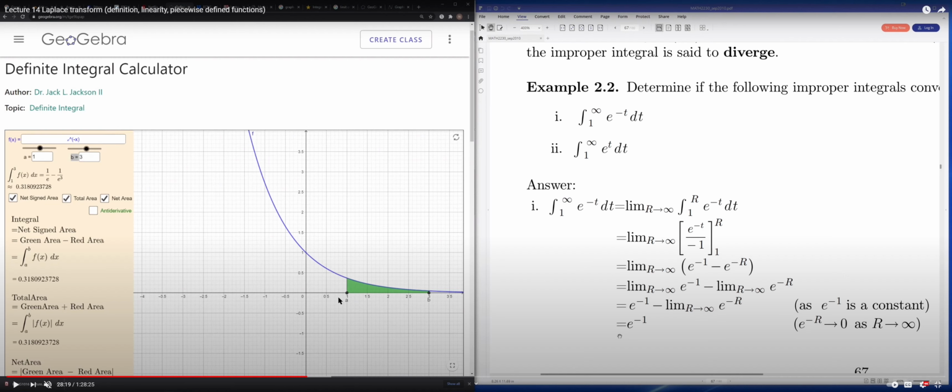So what you have over here is the integral of e to the minus t from 1, and in this case r is equal to 3. As r keeps increasing, the area will increase, but overall the area is not going to exceed e to the minus 1. In fact, as r heads to infinity, you end up with the value e to the minus 1. The reason you have convergence in this case is that as r goes to infinity, the area doesn't increase that much and just gradually converges to this e to the minus 1.